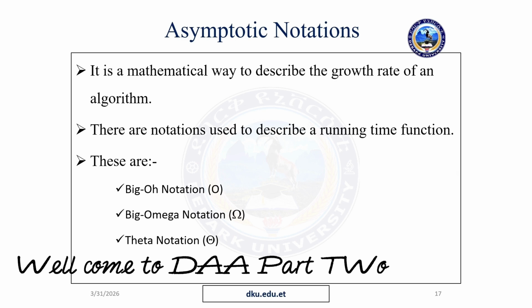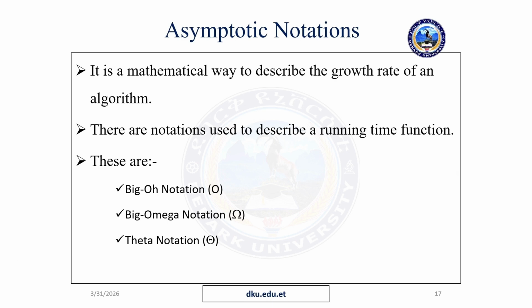Okay, the other important topic in design and analysis of algorithm is asymptotic notation. Asymptotic, simply, is a mathematical way to describe the growth rate of an algorithm. Actually, this topic is coming from mathematics, so it is a mathematical way to describe the growth rate of the algorithm.